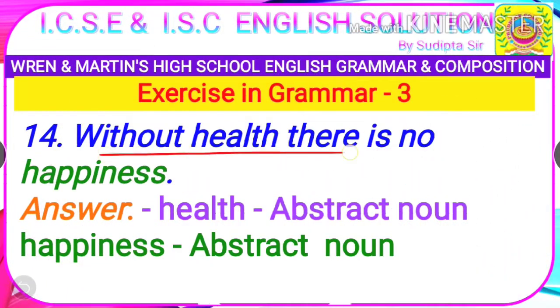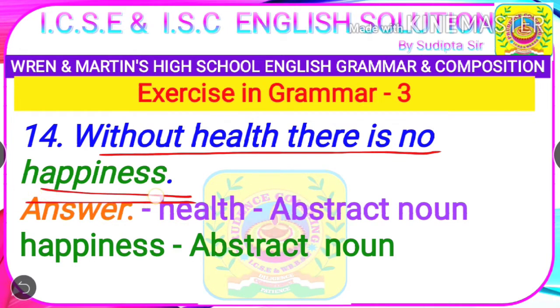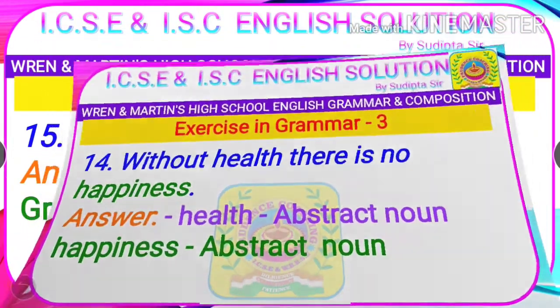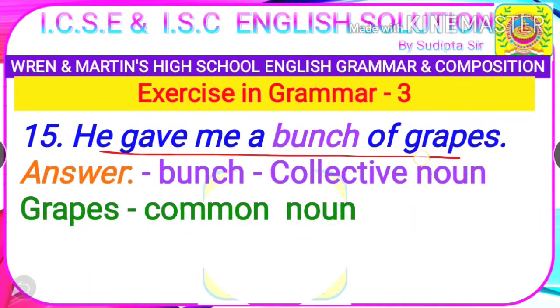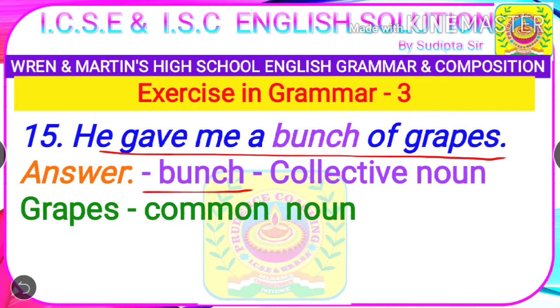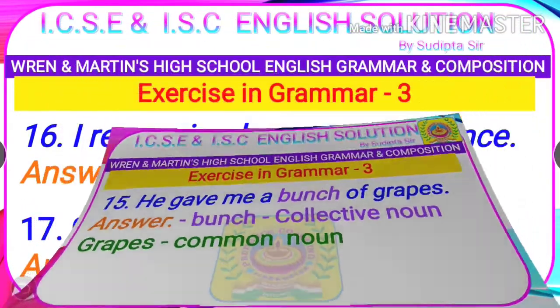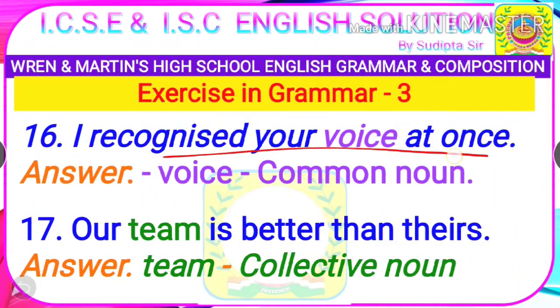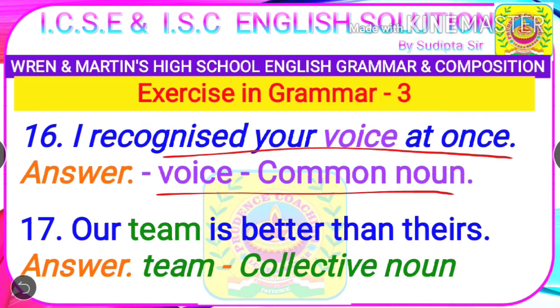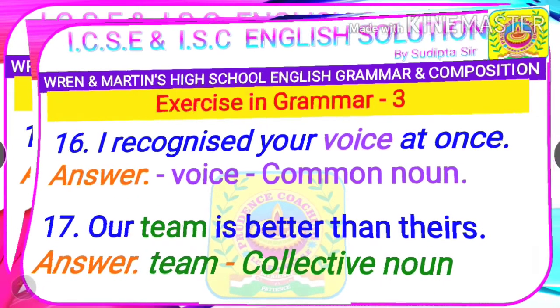Number 14. Without health there is no happiness. So here happiness is an abstract noun and health is also an abstract noun. Number 15. He gave me a bunch of grapes. Bunch is referring to a group as a unity, that's why it is a collective noun, and grapes is a common noun. Next there is number 16. I recognized your voice at once. So here voice is a common noun. Next sentence, our team is better than theirs. So here team has been used as a unit, that's why this is a collective noun.